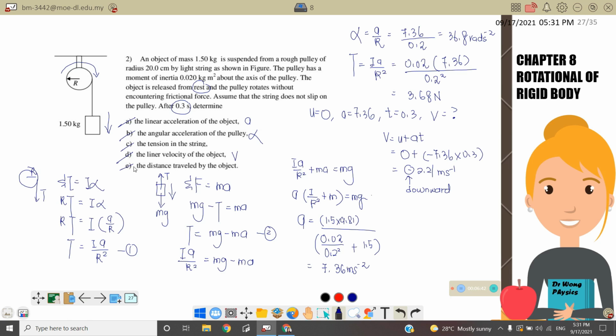Okay, next one, E. The distance traveled by the object. So S equals ut plus half at square, where u equals 0, plus half, a is negative 7.36, t is 0.3 square. So finally, the distance traveled, we will get negative 0.331 meter. Again, negative here shows that the object is moving downward.